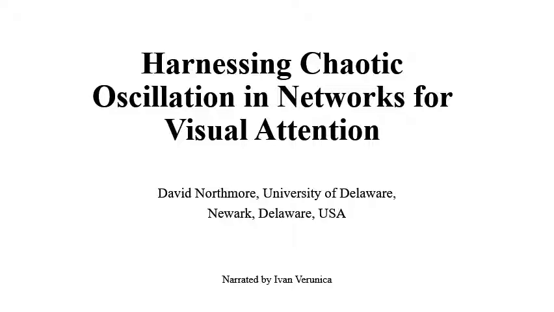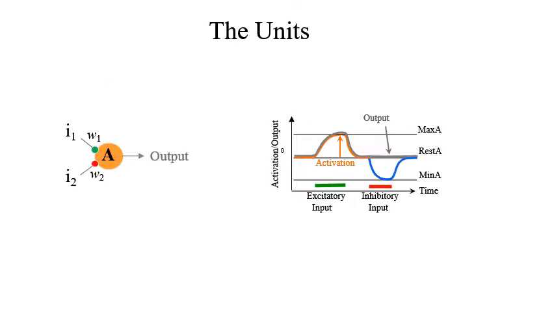The overall aim is to explain visual attention in neural terms, and in particular how attention can be controlled in a chaotically oscillating neural system. The networks to be presented are built from a few simple components that are all biologically plausible.